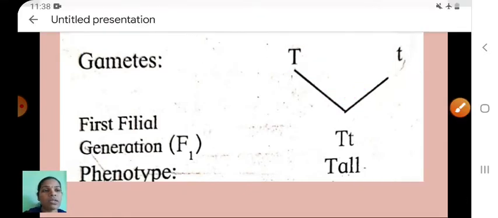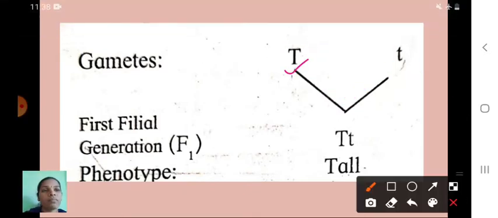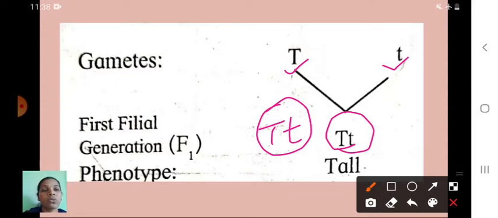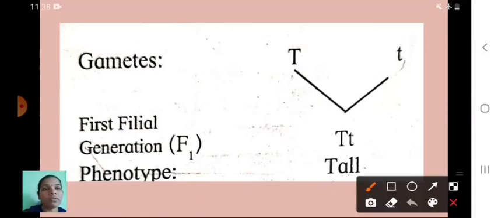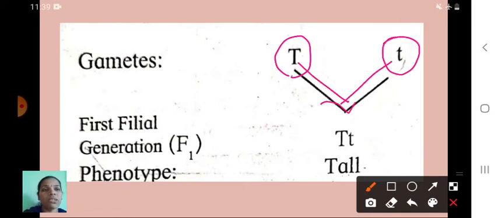See here children, these two gametes are fused, so Tt is formed. Here there are dominant and recessive, but which one is visible here? The tall characteristic. Understood children? This is the gametes from the parents. During fertilization, two gametes are involved and two gametes are fused.